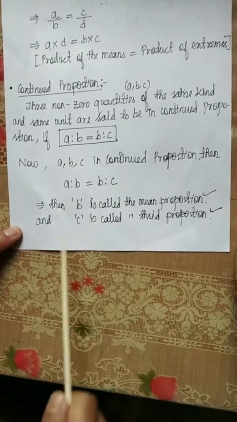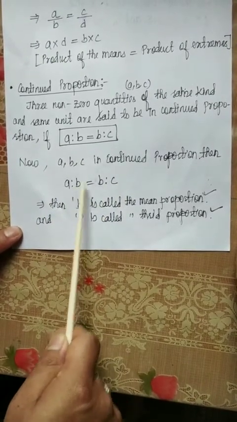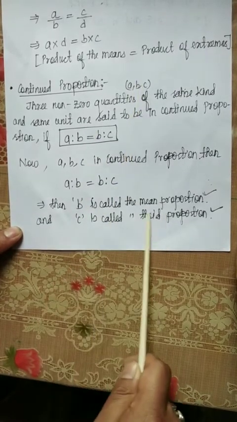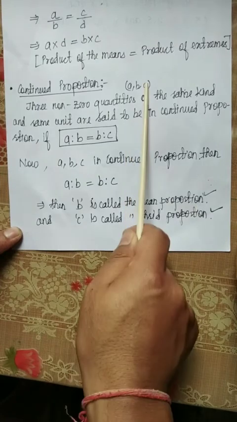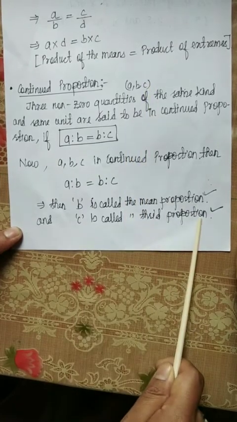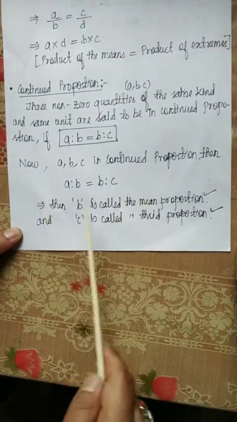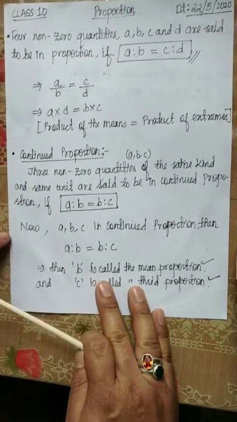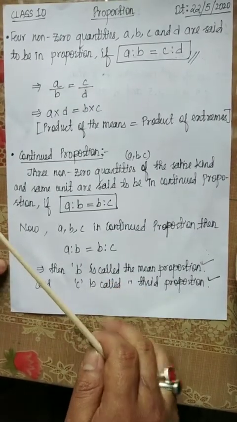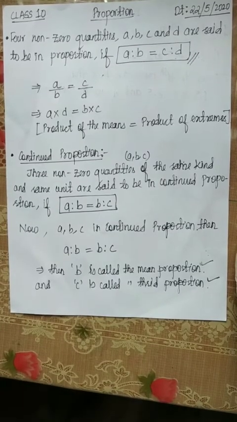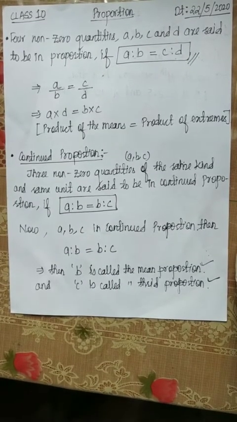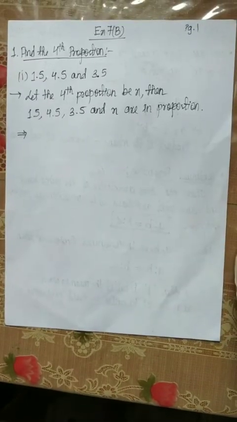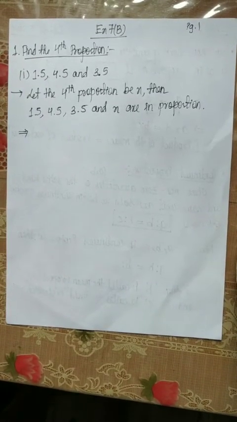In continued proportion, this middle quantity, the second quantity B, is called the mean proportion, and C is called the third proportion. Please keep that in mind because we have to do this in our exercise. We have to learn how to find the fourth, third and mean proportion. Pause the video to note down. Okay, so let's start with exercise 7b.